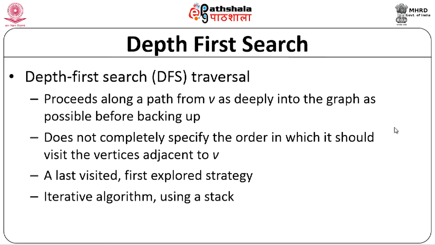So, let us go to depth first search now, more in detail. The depth first search traversal proceeds along a path from V as deeply into the graph as possible before you back up. It does not completely specify the order in which it should visit the vertices adjacent to V. Last visited, first explored. In the previous case, in breadth first, whatever we visited first was explored first, that is why it used a queue data structure. In depth first search, the last visited is first explored. So, it uses a last in first out stack. It is an iterative algorithm using a stack.